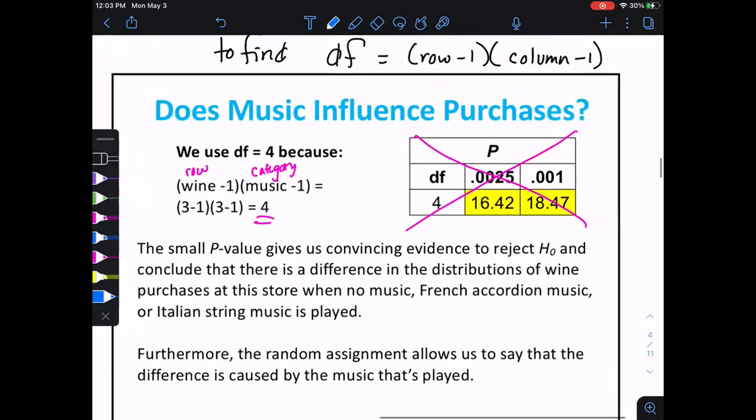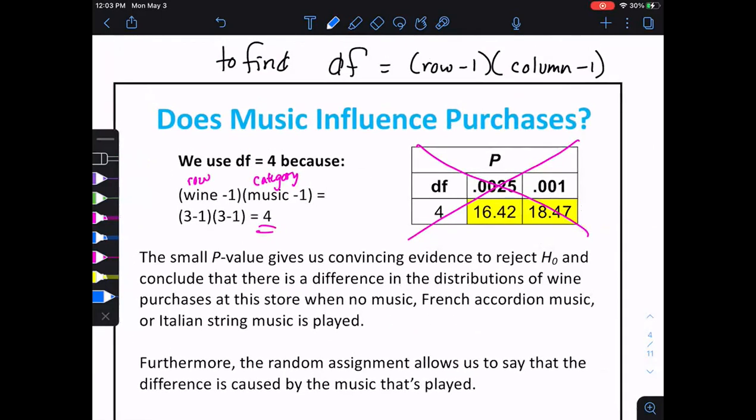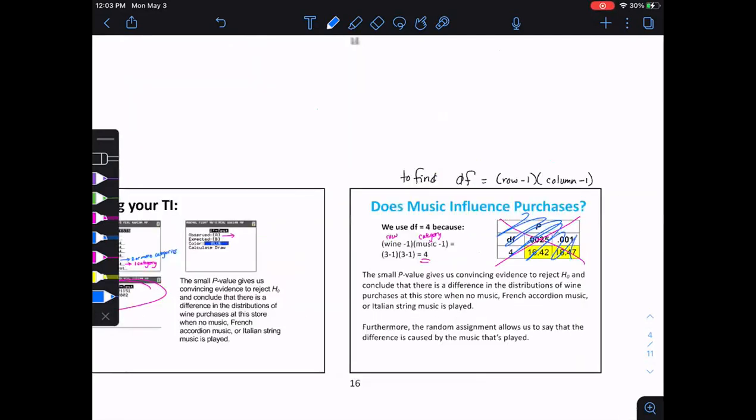Over here, again, degrees of freedom, we kind of wrote that down already. You will not have to look at the table to find your p-value. You will not look at the table. Rows minus 1, categories minus 1. I wrote that down for you guys already.